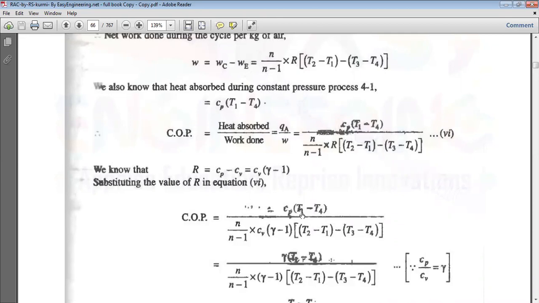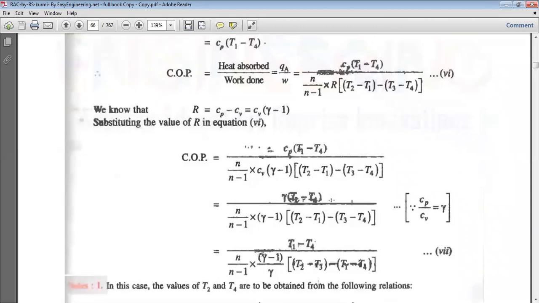Therefore, I am getting Cp (T1 minus T4) divided by (n minus 1) Cv into (gamma minus 1) into brackets (T2 minus T1) minus (T3 minus T4). What is Cp by Cv? Gamma. Therefore, in the next step I am writing gamma (T1 minus T4) divided by (n minus 1) into (gamma minus 1) into (T2 minus T1) divided by (T3 minus T1).